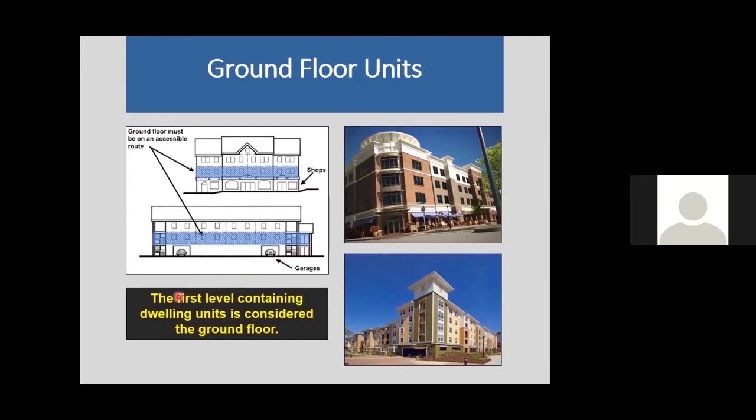The first level containing a dwelling unit is considered the ground floor under this law. So in a mixed use building, we could have our dwelling units starting at what we might call level 2. That's the ground floor for purposes of the Fair Housing Act. And that level must be located on an accessible route. Maybe it's an elevator this time. And all of those dwelling units would be required to comply. You could have a unit that is at grade, and that would establish the ground floor for the building, and you would not be required to provide vertical access to the rest of the floors.